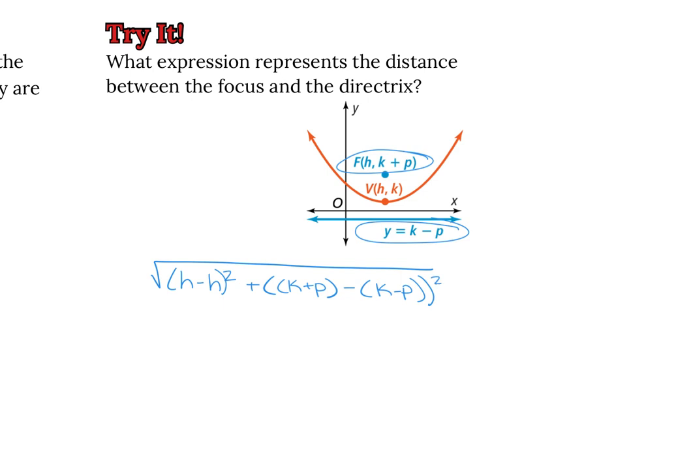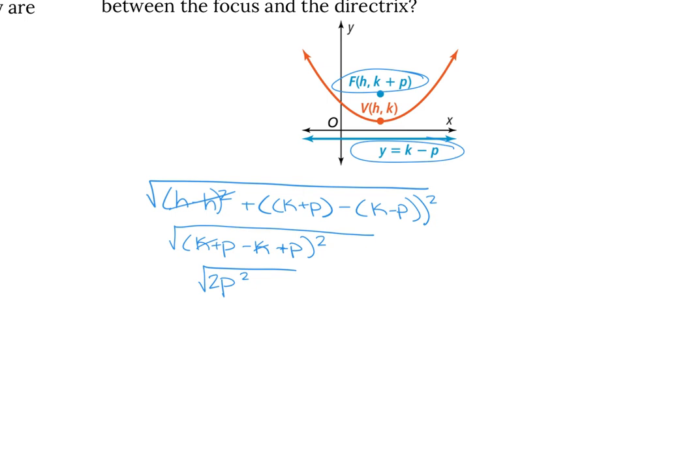Okay, H minus H squared is going to cancel out. Go ahead and get rid of the extra set of parentheses. This should be a plus P. My K's will cancel out. I'm going to be left with P 2P squared. Well, the square root of a square, that cancels out, so I'm just left with 2P.